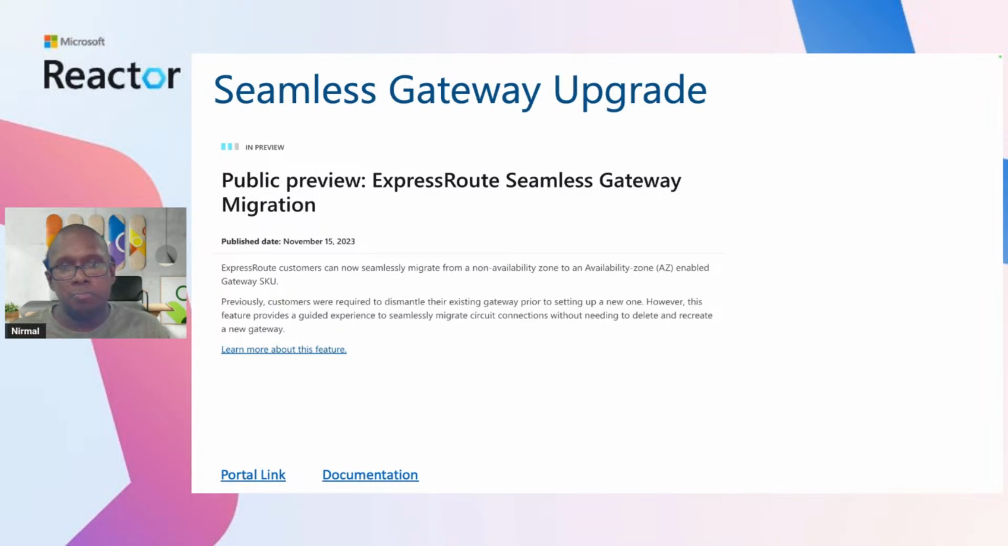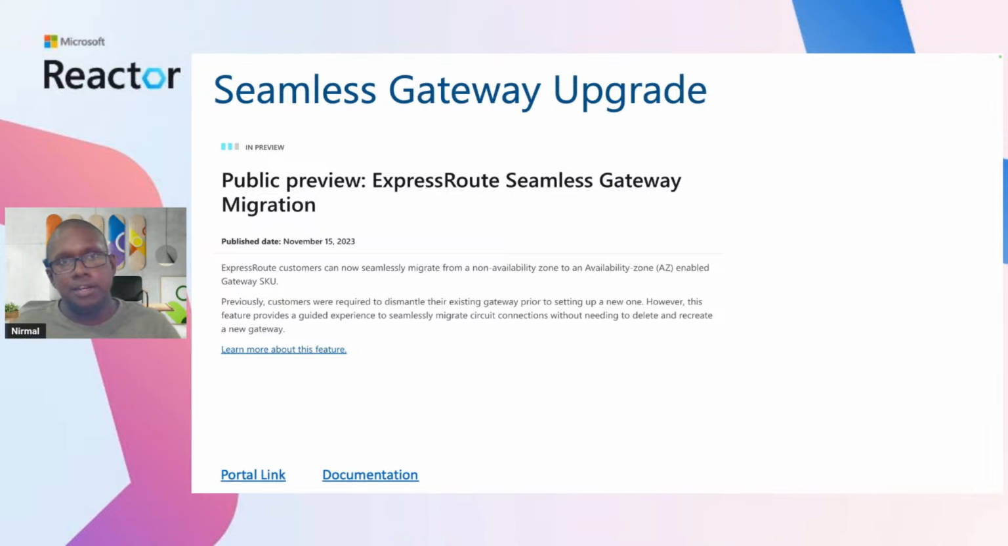So in order to make that experience better, the engineering team released this seamless gateway upgrade capability. This is available for customers to use in preview today, and it's available in any Azure region. So if you are specifically in a region that has availability zone support and you're running on a gateway that is not using the availability zone enabled SKUs, this is a good option to go ahead and upgrade the gateways.